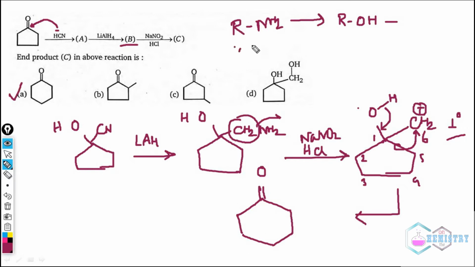But if we go with this reaction, option D could be our final product. So you have to make sure you check all the possibilities, because in this case that is not the possibility, due to the stability of a 6-membered ring being much more than the stability of a 5-membered ring. Hence a ring expansion will occur, rather than a normal hydroxylation.